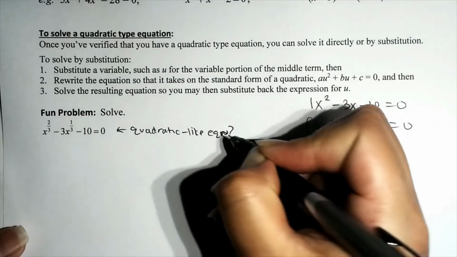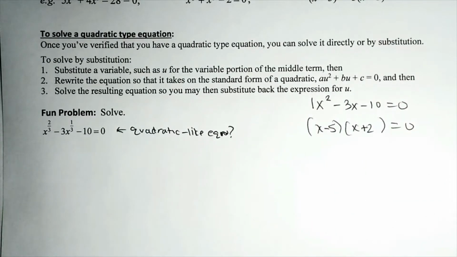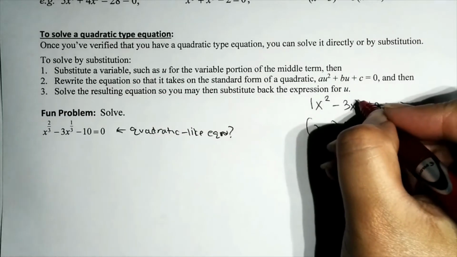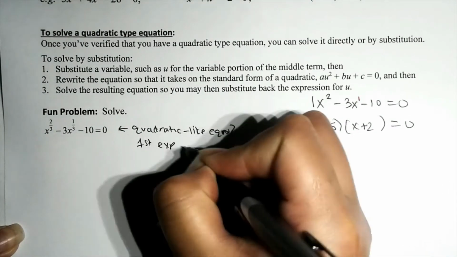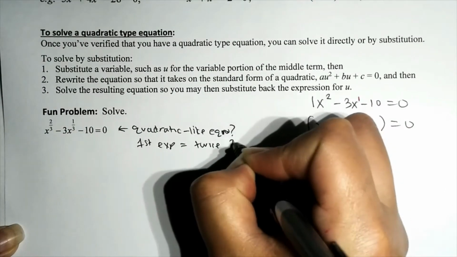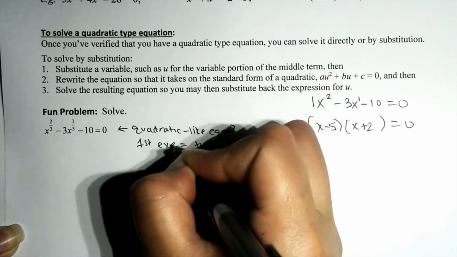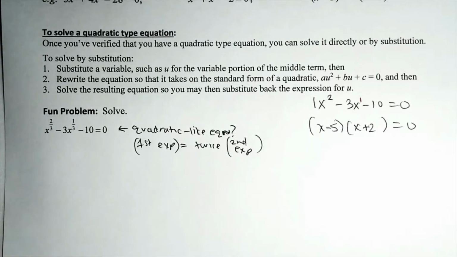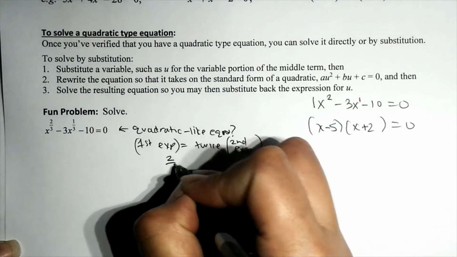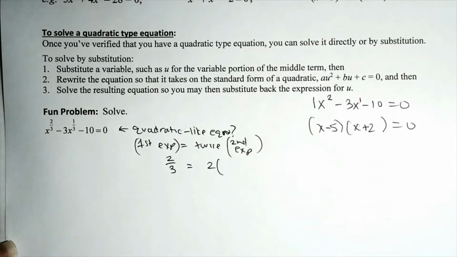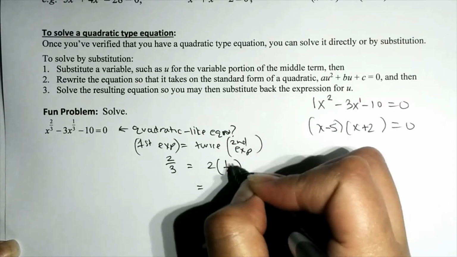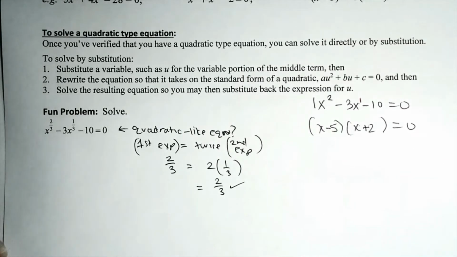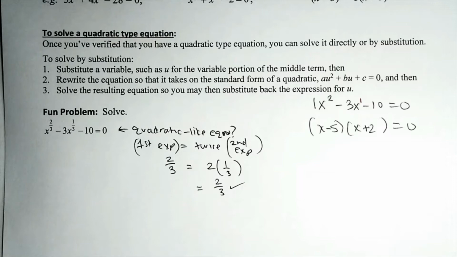So is this a quadratic-like equation? How can we tell this is a quadratic-like equation? If the first exponent is twice the second exponent. So let me write it out. Is the first exponent twice the second exponent? The first exponent is 2/3. I want to know, is the first exponent twice the second exponent? The second exponent is 1/3. Last time I checked, the product of 2 and 1/3 is 2/3. So to answer my question, is the first exponent twice the second exponent? It sure is, which means that this is a quadratic-like equation.